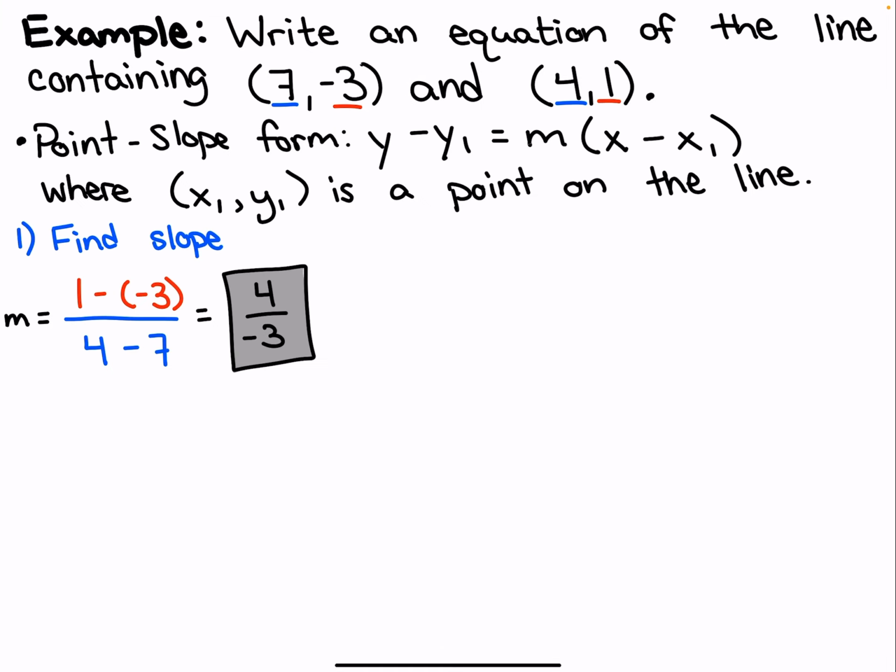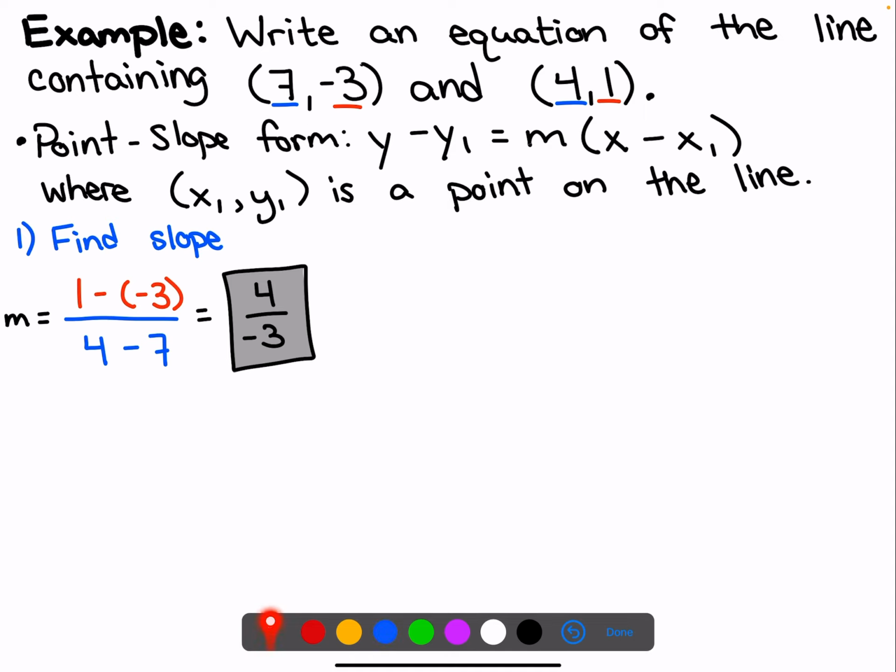This will give me positive 4 because a negative with a negative right next to it turns to a positive. So that gives me positive 4, and then 4 minus 7 is negative 3, so our slope is negative 4/3. Now that I have my slope, I can go ahead and choose either point to replace x1 and y1, and I'm going to use my new slope to replace m.